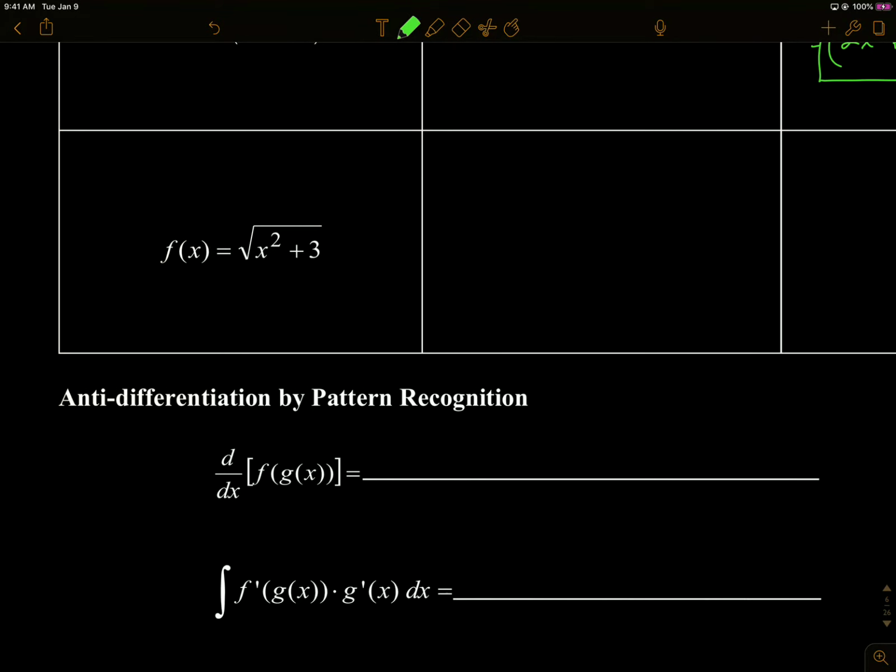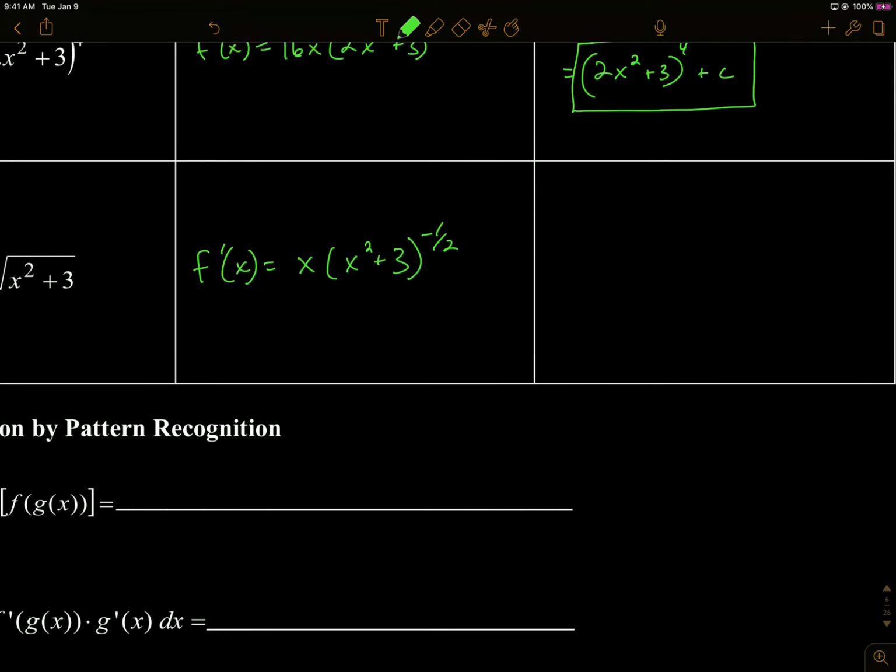All right, so one more time, you're going to pause the video and find the derivative of f of x. Okay, welcome back. So you've got x times x squared plus 3 to the negative 1/2. And we could put the negative 1/2 on the bottom. But for now, we're going to look at it like this for the integral's sake.